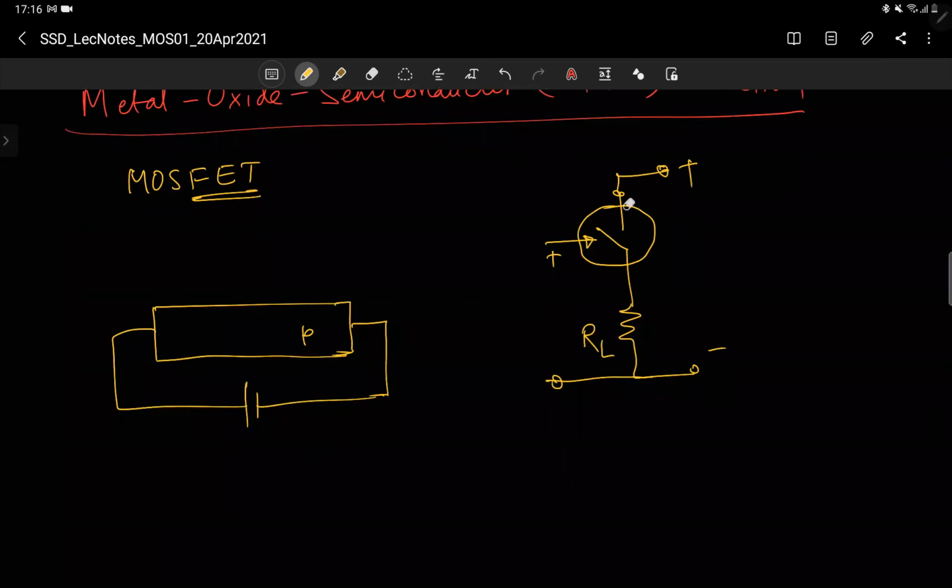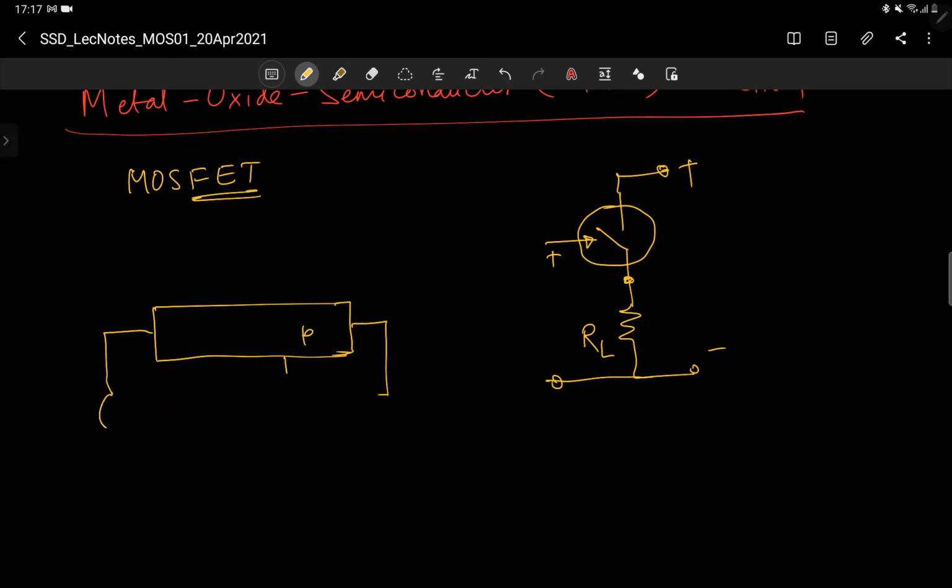So here you have two terminals, one terminal here, one terminal here. These are the two terminals of the device, and there is a third terminal here which controls whether current can flow between these two terminals or not. So this is a simple p-type semiconductor, and if you connect a battery like this, there is a current flow. But I want to control this current, put it to zero, or allow the current to pass based on a third terminal.